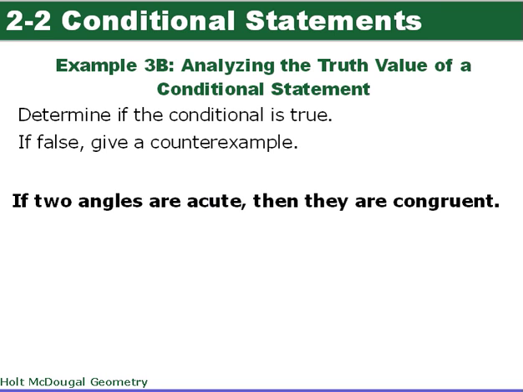Determine if the conditional is true. If false, give a counterexample. If two angles are acute, then they are congruent. Two acute angles mean less than 90 degrees. Can we have two angles that are less than 90 that aren't congruent? Well, we can. The measure of angle 1 is 40 degrees, that's acute. The measure of angle 2 is 50 degrees, that's acute. They're not congruent. So there's my counterexample. Both of these angles are acute, but they are not congruent.